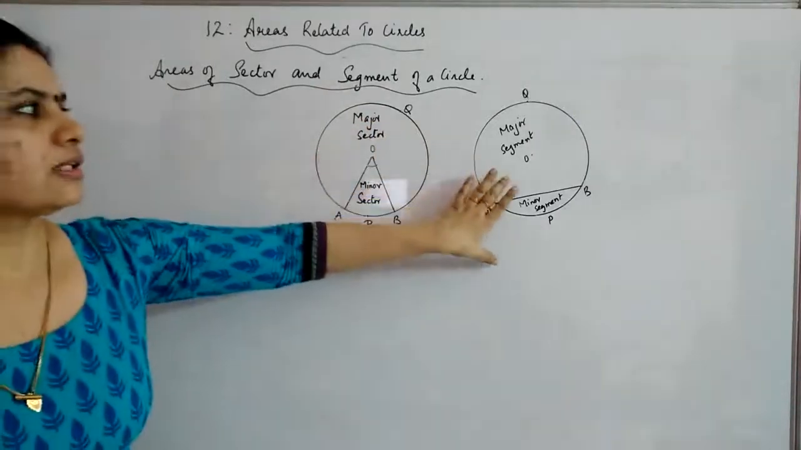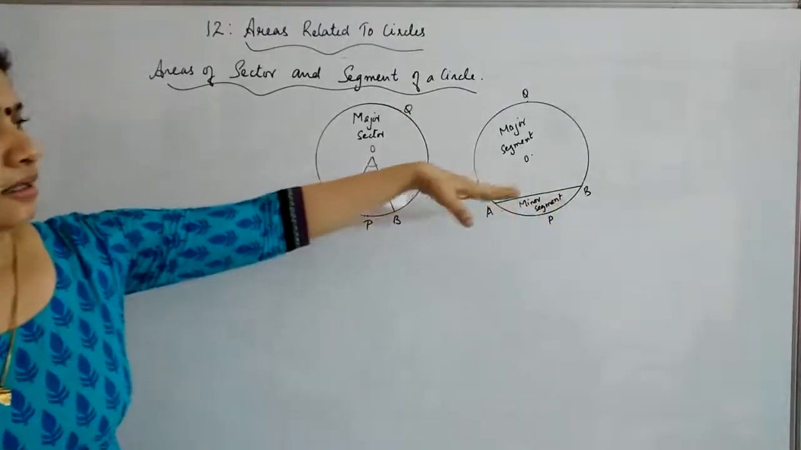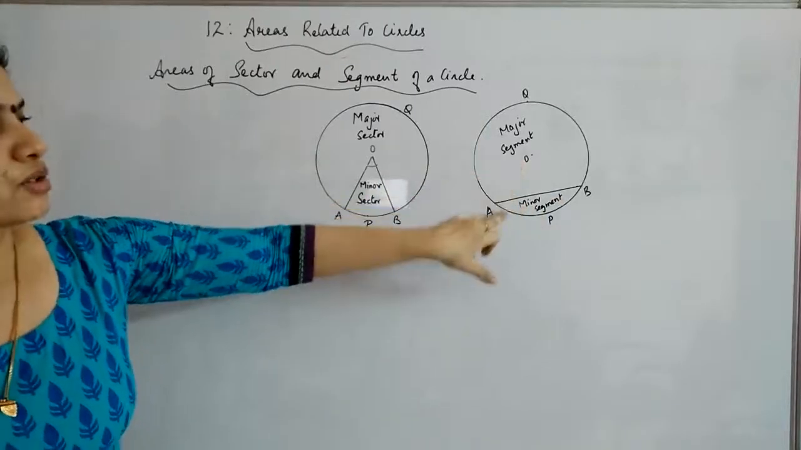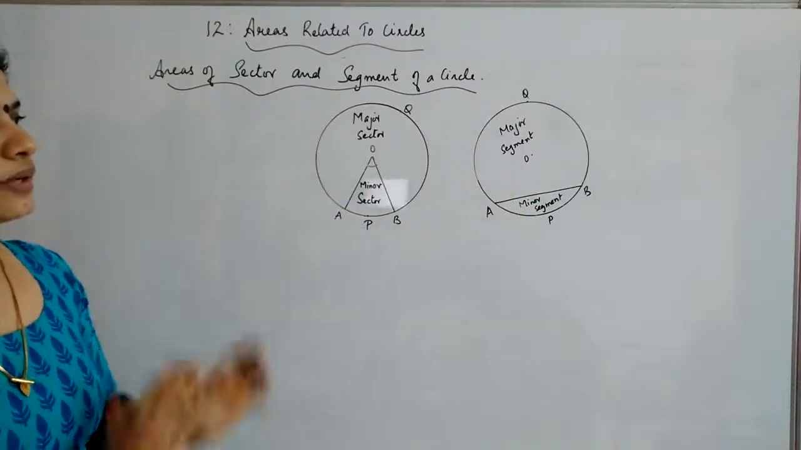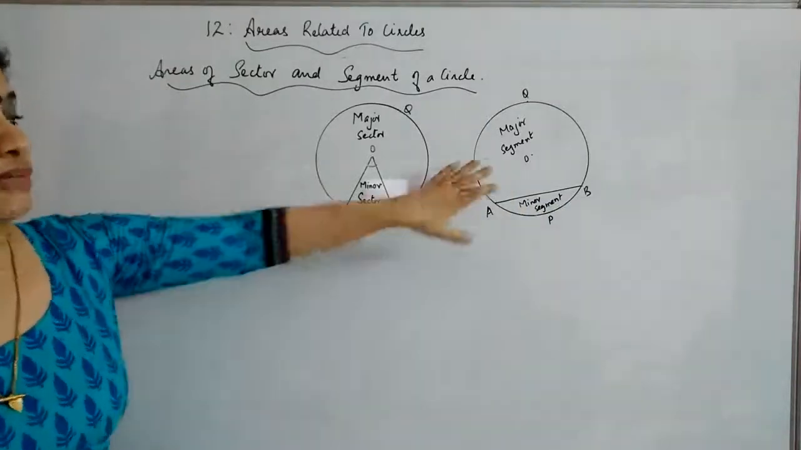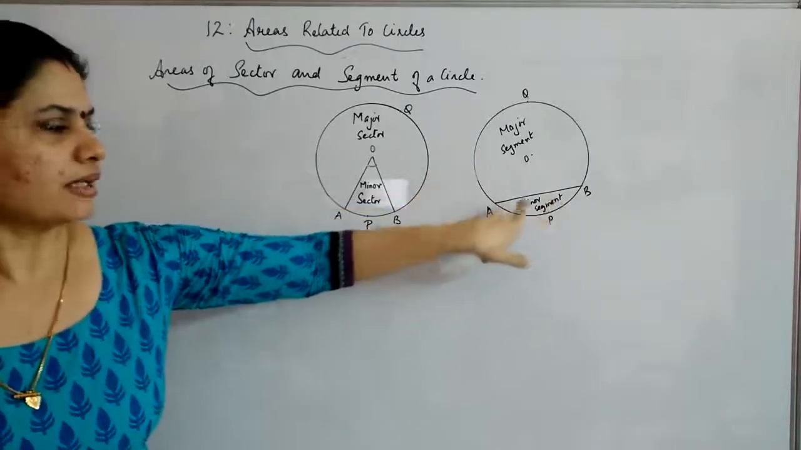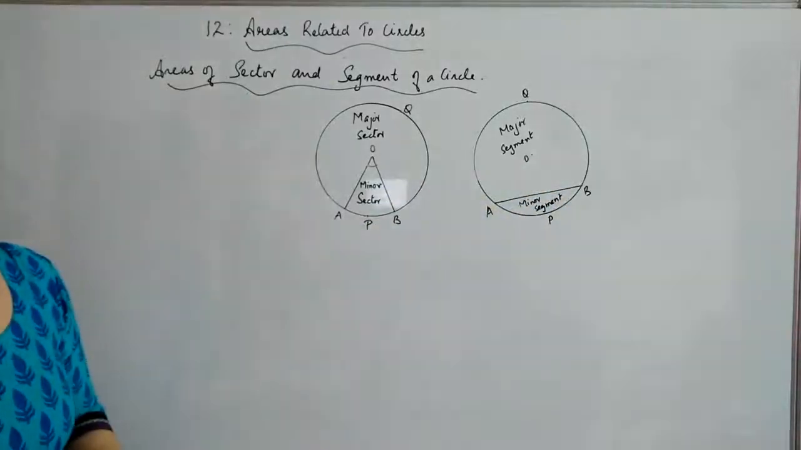Now moving on to the segment, when you have a chord AB on the circle with center O, this chord is breaking the circle into two parts. The smaller one is known as minor segment, the bigger one is known as major segment. Again, this APB, this total cutting portion is known as your minor segment.